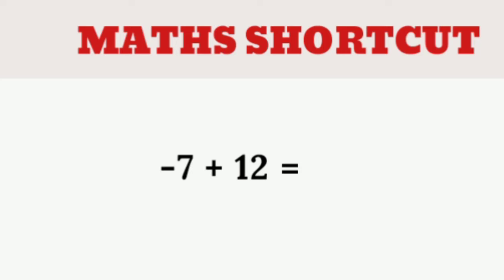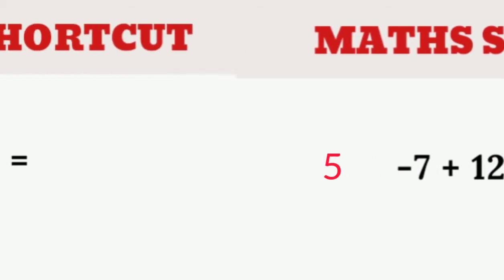We have minus 7 plus 12. The signs here are different, so we will subtract and put the sign of the bigger number. All right, so 12 minus 7 is 5. The sign of the bigger number is plus. So our answer is plus 5, which is also equal to 5.